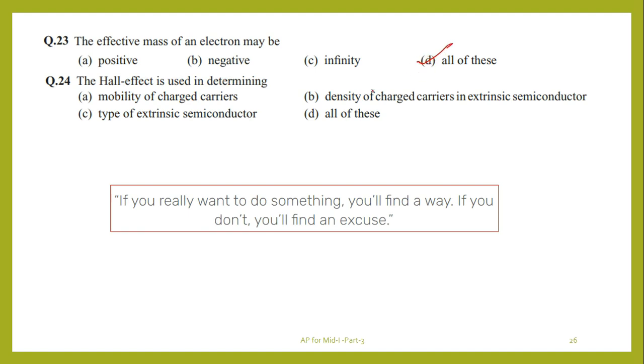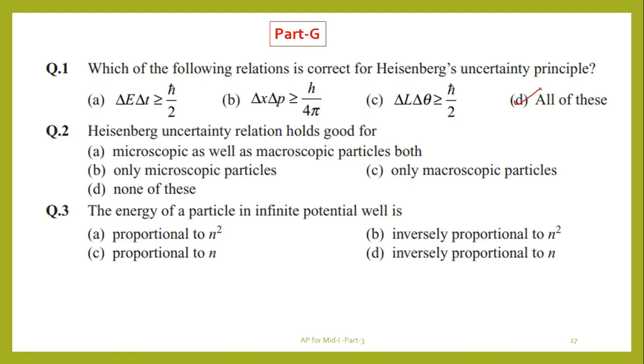So all are correct. When it comes to the Hall effect, it is used in determining mobility. So all of these relations are valid. The Heisenberg uncertainty relation holds good for the energy of the particle in an infinite potential well. So the energy of the particle in an infinite potential well will be n square pi square h cut square by 2m L square. Energy En is directly proportional.